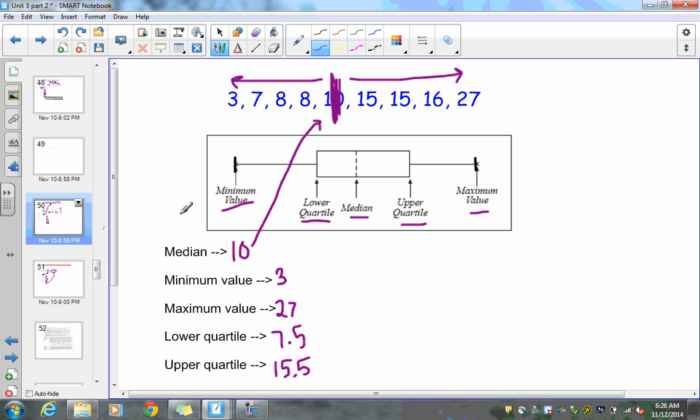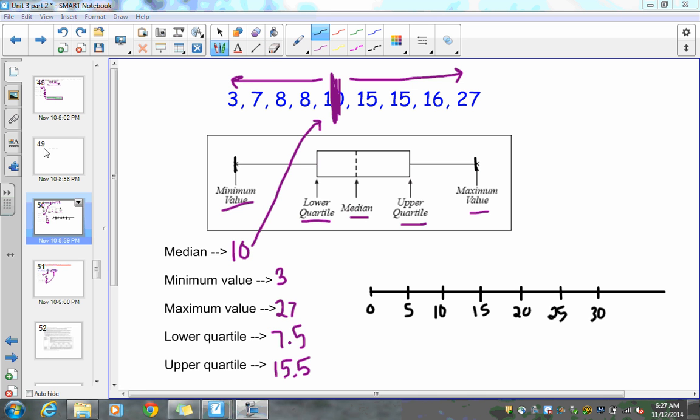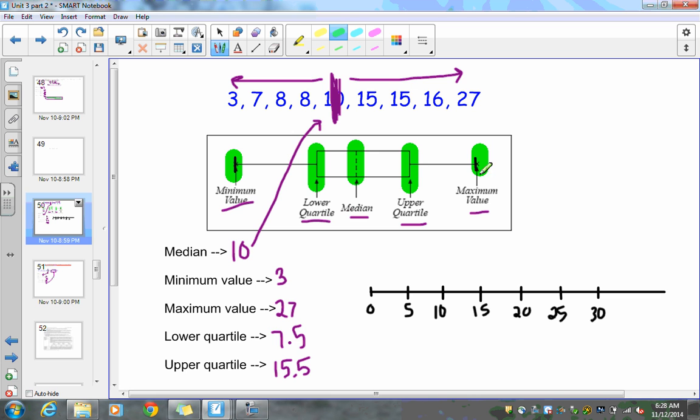graphing or putting the box and whisker plot. So let's go ahead and get a number line and let's get going. All right, so let's make our box and whisker plot. Just a couple things: you're going to have 1, 2, 3, 4, 5 little vertical dashes in your graph. So just kind of keep that in mind.